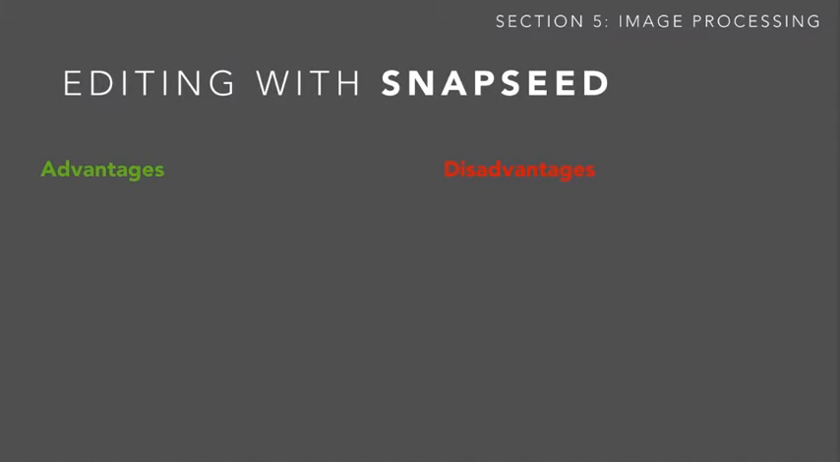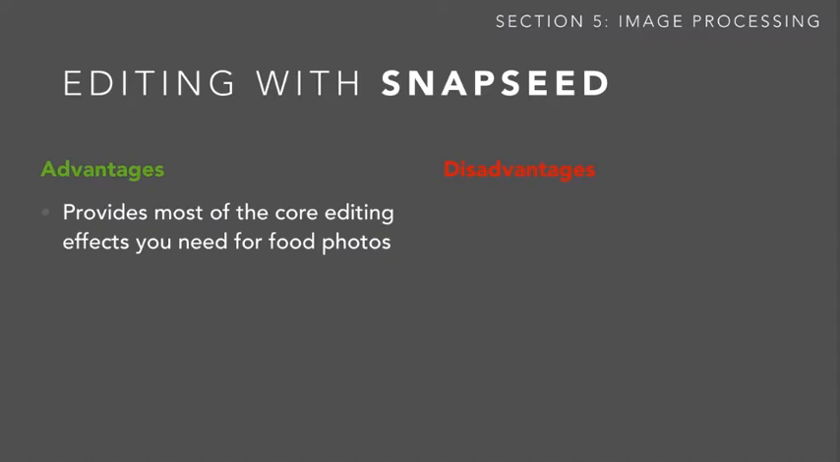Now let's look at a few advantages and disadvantages of editing your pictures with Snapseed. The advantages are that it provides you with most of the core editing effects you'll need. Almost all of the things we discussed, those 6 effects, you can achieve those pretty efficiently on Snapseed. It's also very fast and efficient. There's just a few sliders, you drag everything left and right to adjust the effects, you can go back and forth. It works really well, and it's a well-designed workflow on your phone.